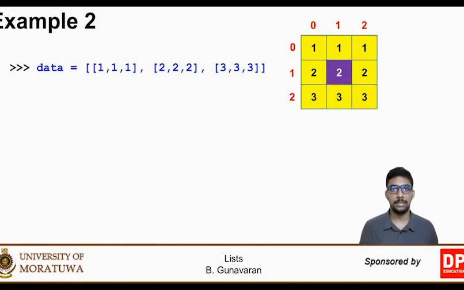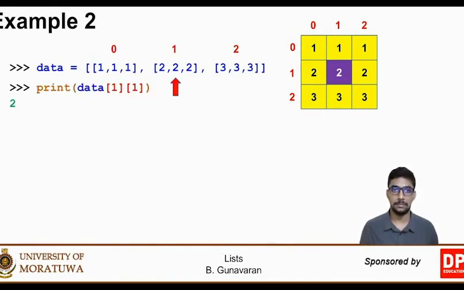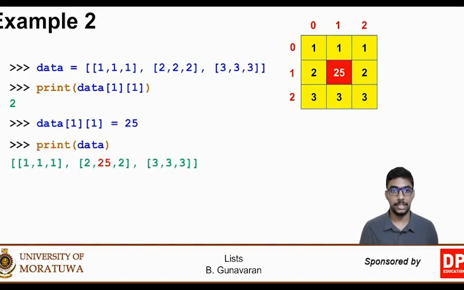What is the coordinate of the 2 in the purple square in this matrix? It is 1, 1 because it is in the second row and in the second column. Therefore, if we want to access this 2, we call data[1][1] because first, you have to find the internal list at index 1, and inside the list, you have to get the value at index 1 again. Similar to what we learned earlier, if we want to update this value, we call data[1][1] equal to 25. If you print the updated list, you can see that the value has been changed from 2 to 25.